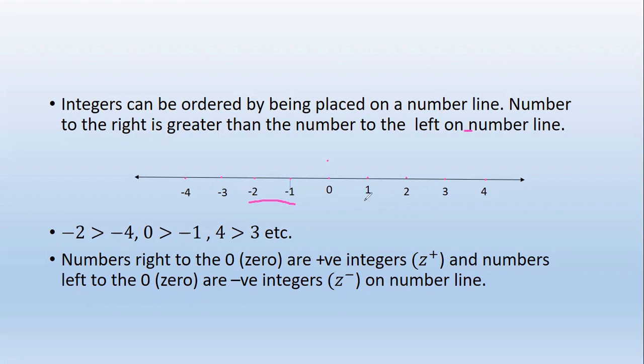In the same way, if you take these two numbers, the number 2 is right of the number 1, and hence 2 is greater than 1. So here, minus 2 is greater than minus 4, 0 is greater than minus 1, 4 is greater than 3. Numbers right of 0 are positive integers, that is the set Z plus, and numbers left of 0 are negative integers on the number line.